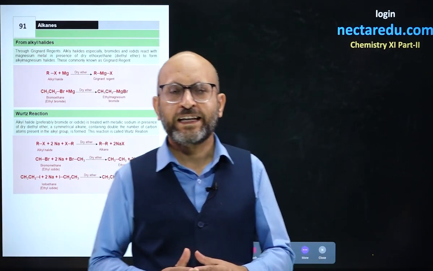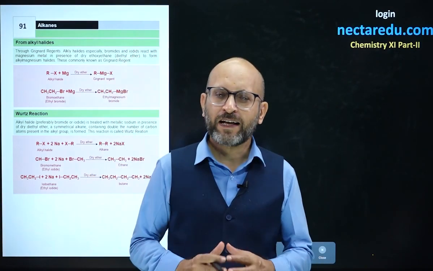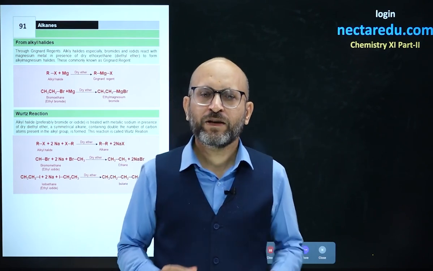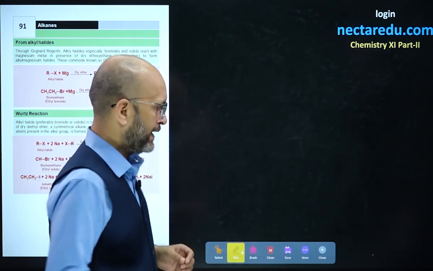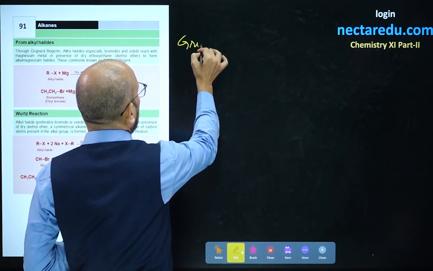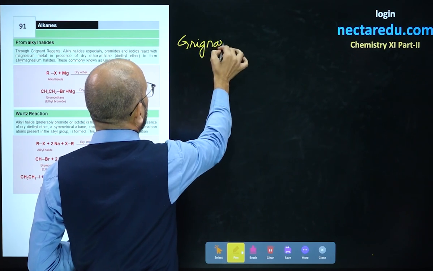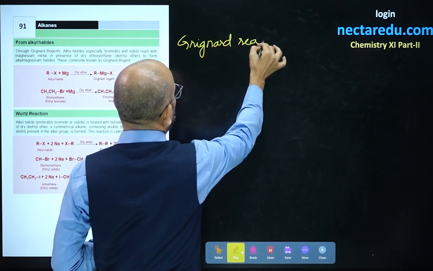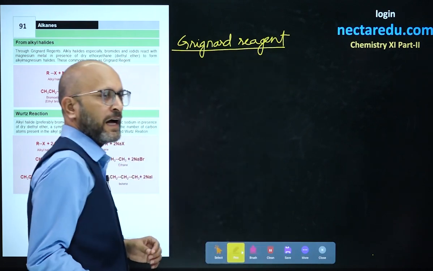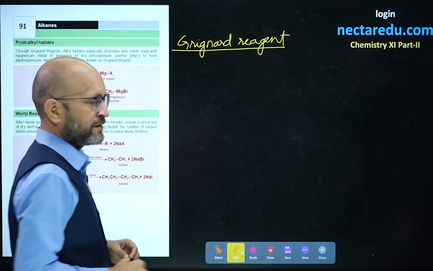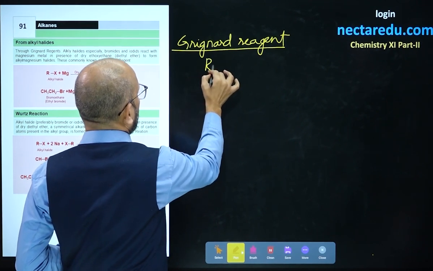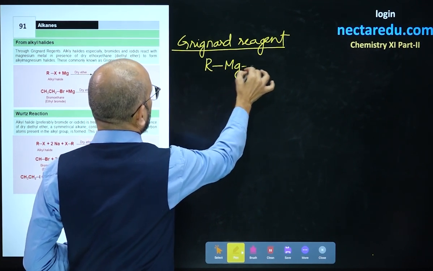So, preparation of alkanes, we have multiple methods. We are going to discuss a few methods over here. One method is through Grignard reagent. First of all, what is a Grignard reagent? Grignard reagent is a reagent which is prepared by the reaction of alkyl halide with magnesium in the presence of ether. So it is represented as RMgX.